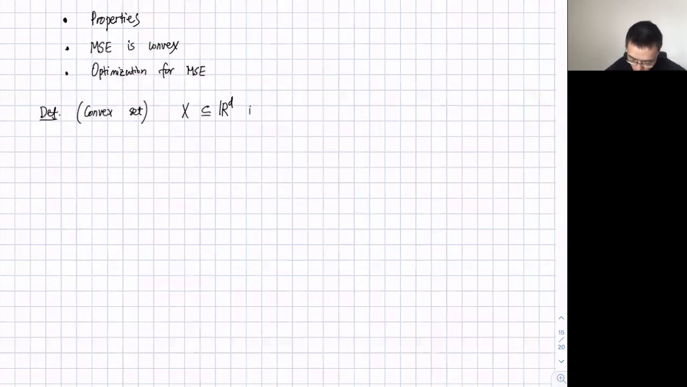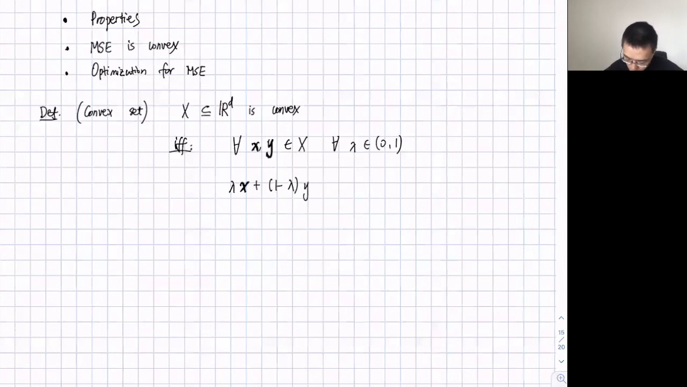So it's convex if and only if, this is the definition, for any x and y in my set, and for any lambda in 0 and 1. So lambda is a scalar, so x and y are vectors. Okay, so I would say lambda x plus 1 minus lambda y is still in my set.